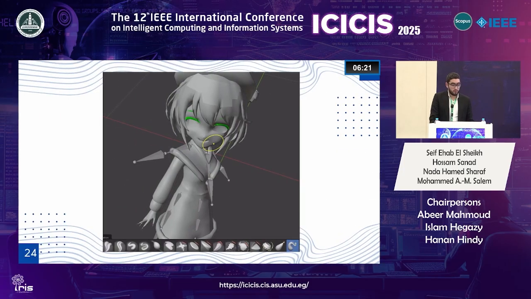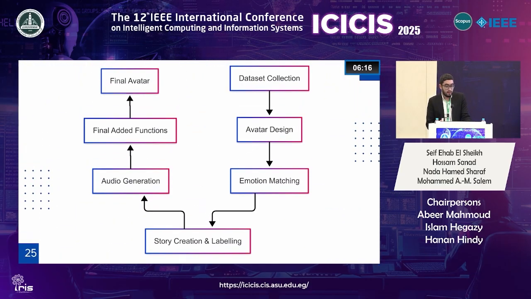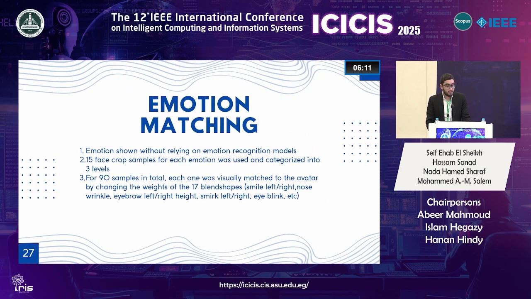Here is an example of the process itself while creating the 10 more blend shapes. And then we go to the next step, which is emotion matching. In emotion matching, we took 90 samples from the dataset collected, 90 face crops, 15 for each emotion, and then we categorized each of the 15 face crops into 3 different intensity levels, except for surprise and neutral, which only had one intensity level. Then we matched each face crop to the avatar by changing the blend shape weights.